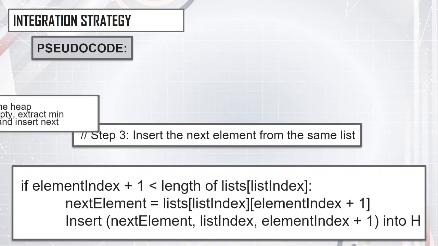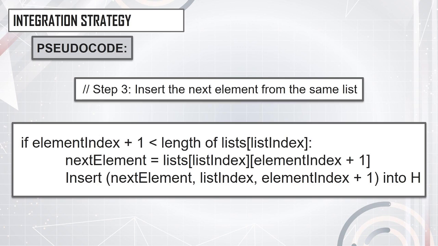In the last step, which is step 3, we just need to insert the next element from the same list. This step is integrated within step 2. After extracting the minimum element and appending it to the result, the algorithm checks if the source list from which the minimum element came has more elements. If it does, the next element from that list is inserted into the heap. This ensures that the smallest element from each list is always available in the heap for the next iteration.